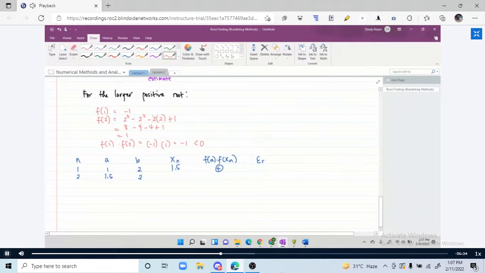Wala pa tayong relative error. Now, for x sub 2, this is 1.75. Madaling malaman without calculator, no? Gitna lang ng 1.5 and 2, it's 1.75. Now, look at the sign of f of a times f of x sub n. Remember, x sub n should always be in the interval from a to b.